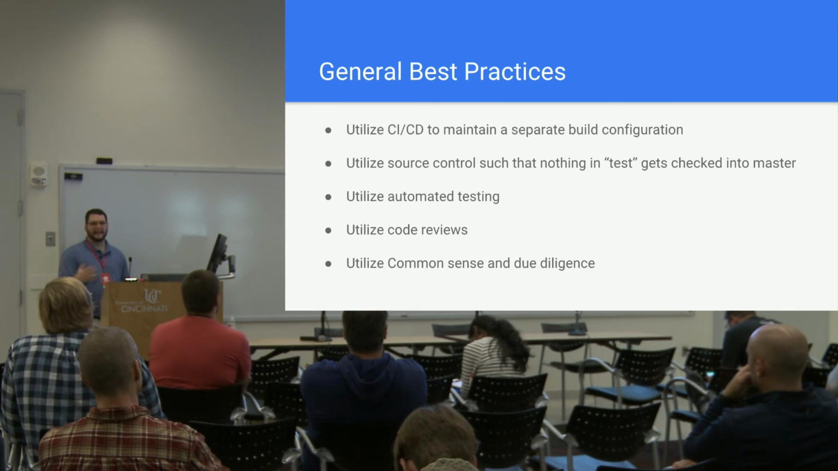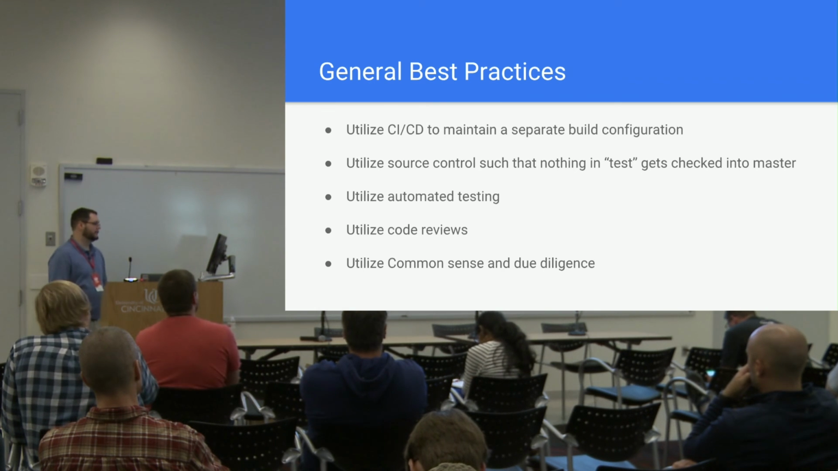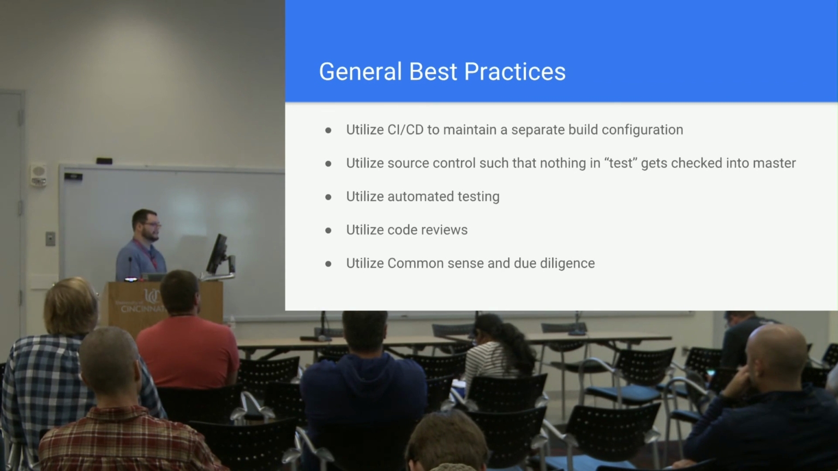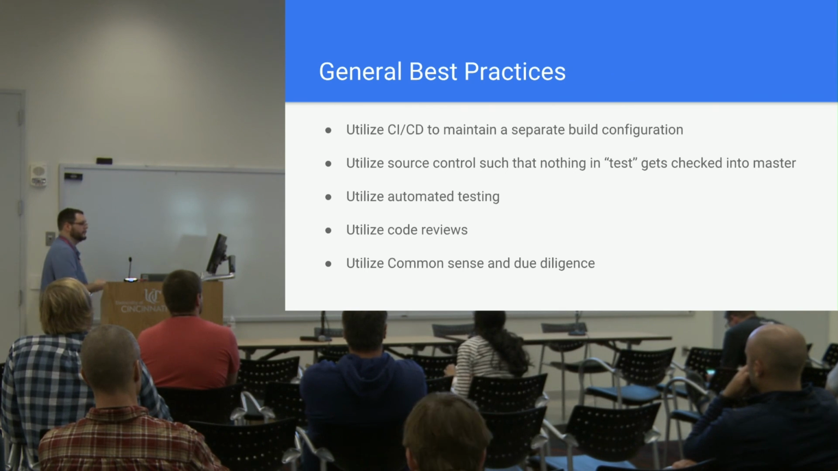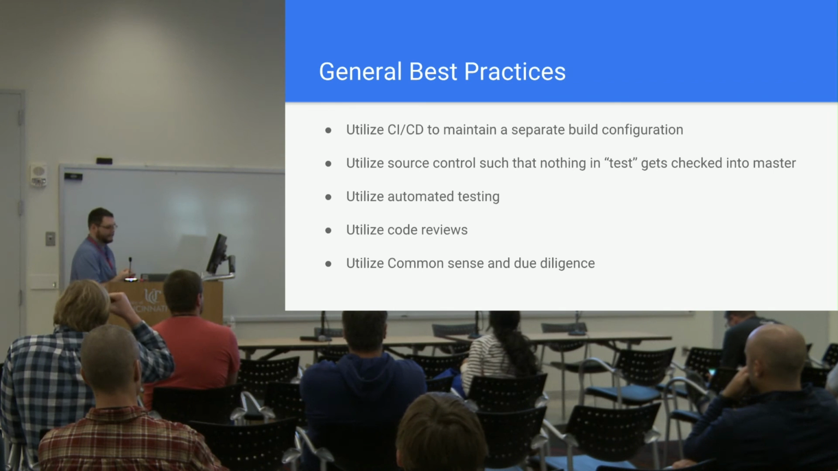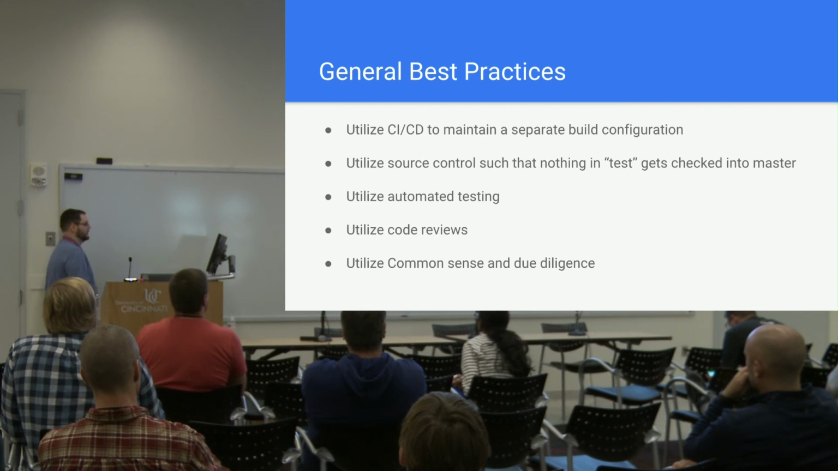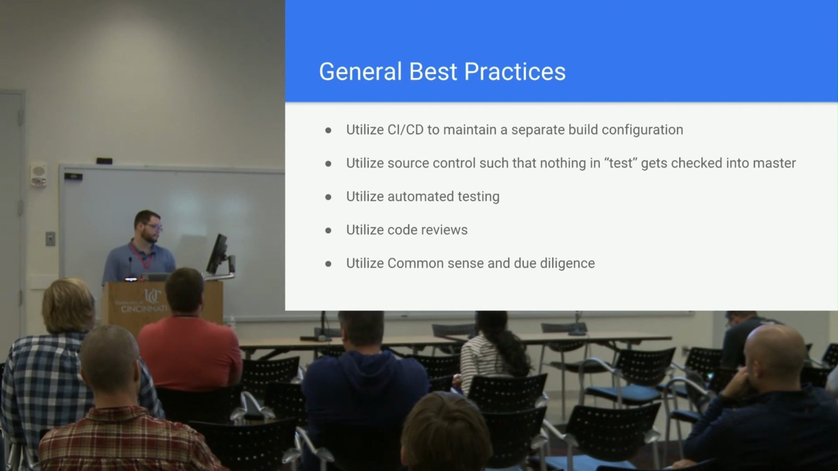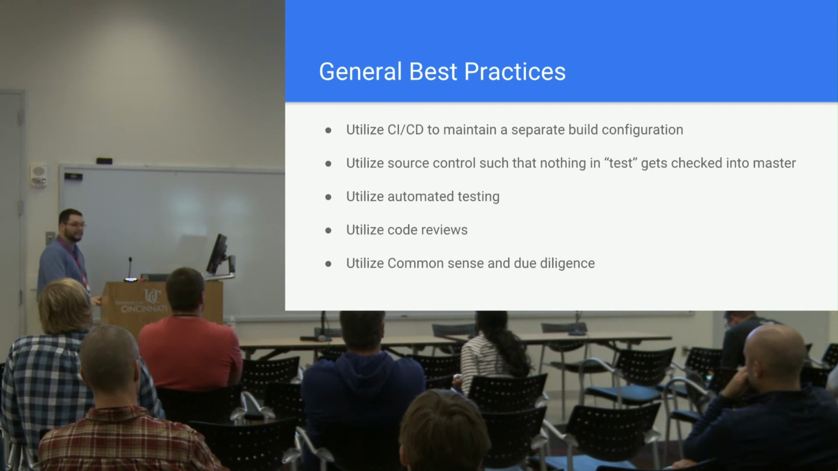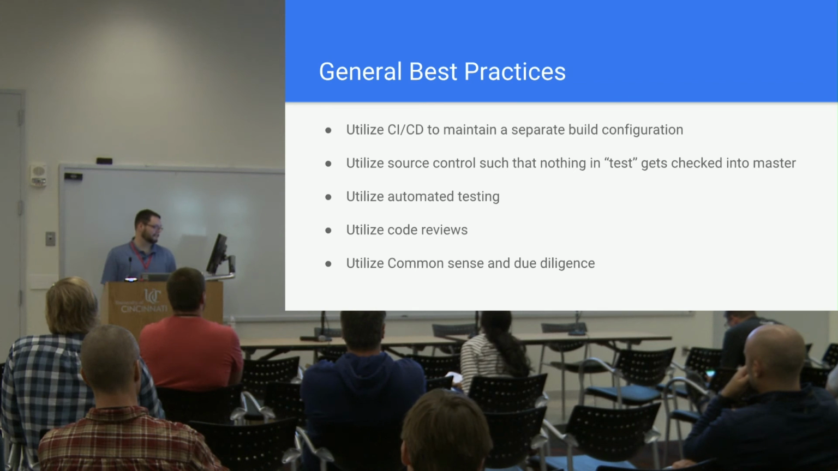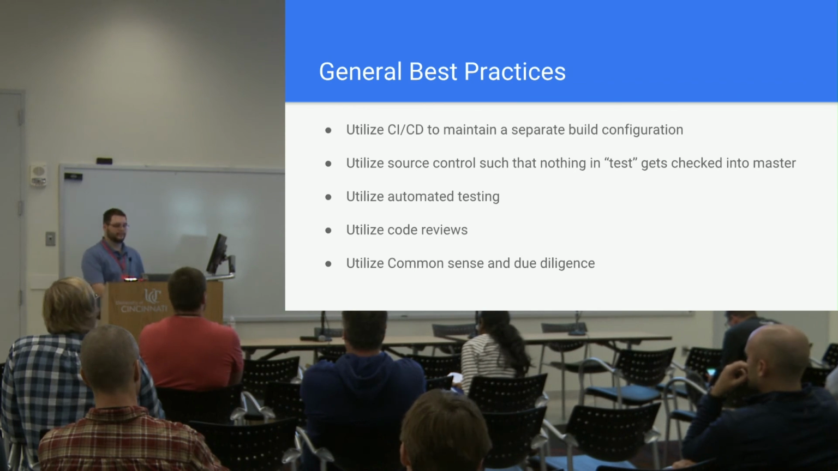So general best practices to kind of help with the dumb things. Utilize some kind of CI/CD to maintain a separate build configuration. You can utilize your source control such that nothing in test gets checked into master. Utilize automated testing or even manual testing as long as you're testing for this type of stuff. Code reviews are another good place. Utilize common sense and due diligence. That's kind of the real goal there, the fact that you're at least aware of it and looking at it is probably the most important thing.